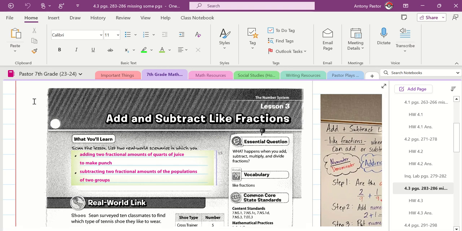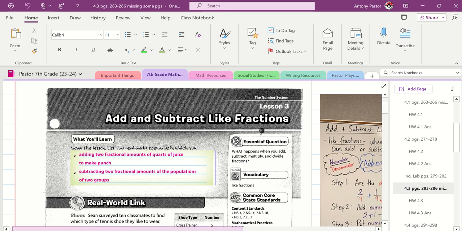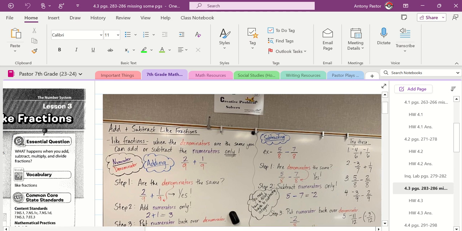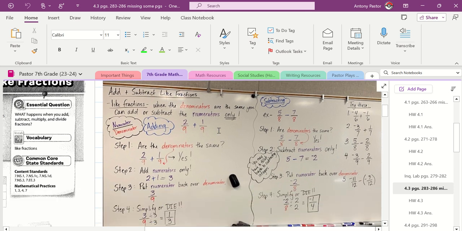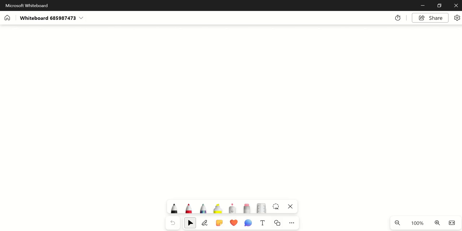We are doing adding and subtracting like fractions. This is chapter 4, lesson 3. So, just like last lesson, in order to add and subtract fractions, we need to have the denominators be the same. If they are not the same, there is no way we can add.